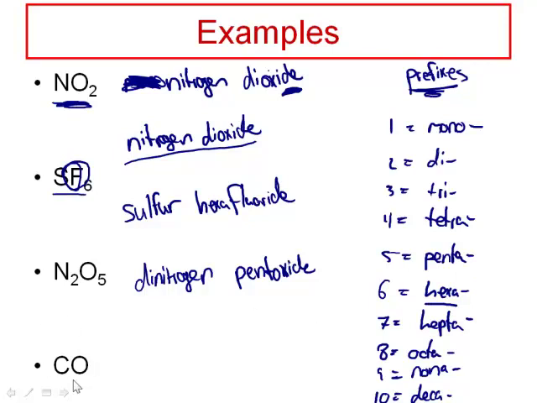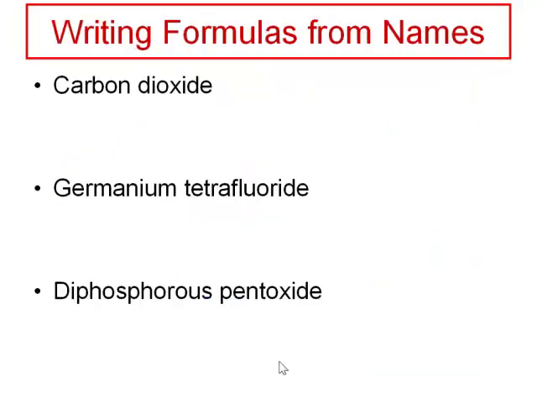Okay. Last one right here is CO. This is the dreaded carbon monoxide. A lot of people are putting detectors in their homes to detect carbon monoxide, a poisonous gas that will replace the oxygen in your lungs. There we go. Those are some examples of how to name covalent binary non-metal compounds.